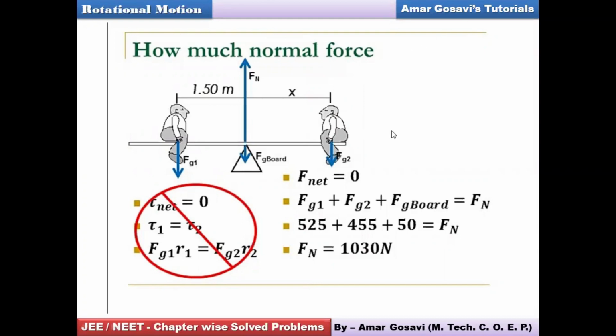Now the second thing they asked, where should this person, the smaller person, sit? Say he's sitting at distance x from the center, from the point of fulcrum, basically. For the rotational equilibrium, now the second situation comes into picture. So hopefully this is done. Let's move ahead then.